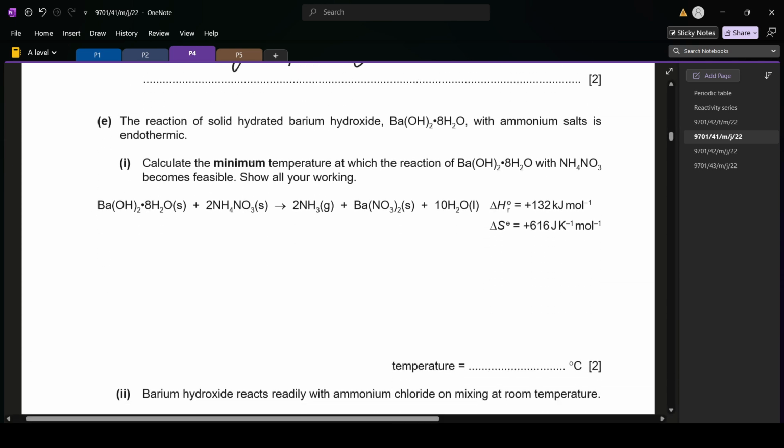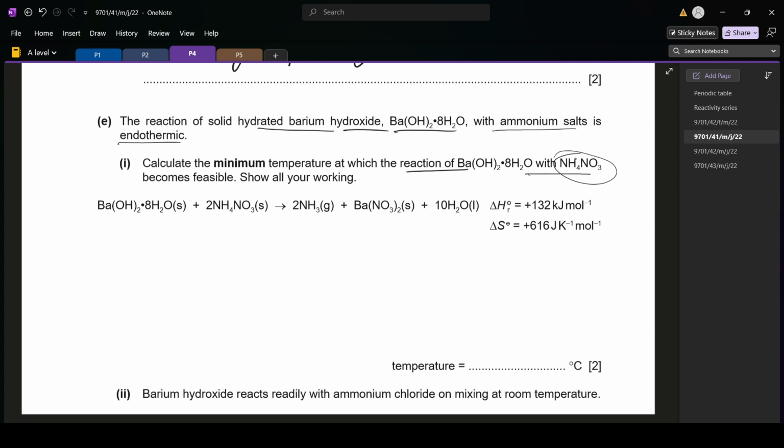Part E, the reaction of solid hydrated barium hydroxide with ammonium salts is endothermic. Calculate the minimum temperature at which the reaction of barium hydroxide with ammonium nitrate becomes feasible, showing all of your working. You are given the enthalpy change of reaction and the change in entropy.